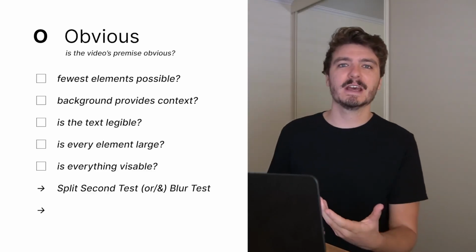Now, I don't find this as effective as doing the split second test with someone, because then they're only seeing it for a split second. Whereas with ChatGPT, it stays there, but ChatGPT is working very fast. It's working in a split second. So it's kind of having a similar effect. The second thing that I mentioned there is the blur test.